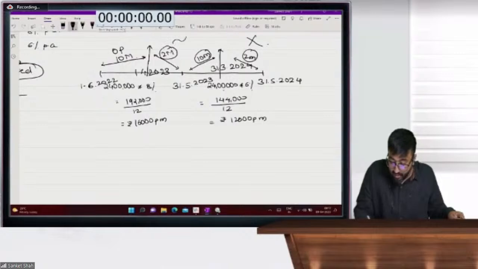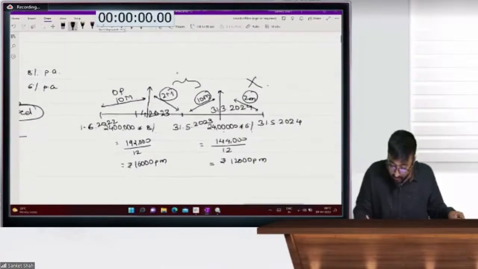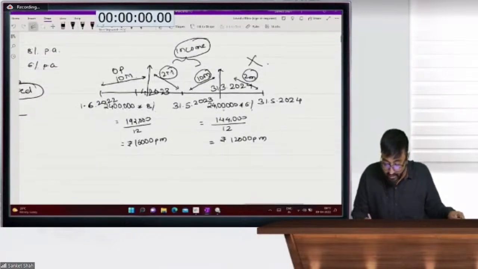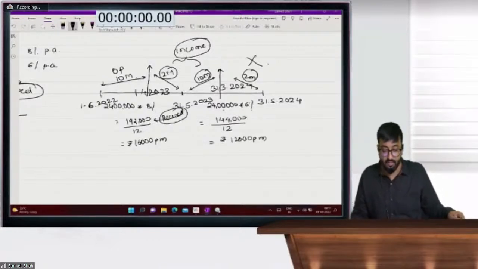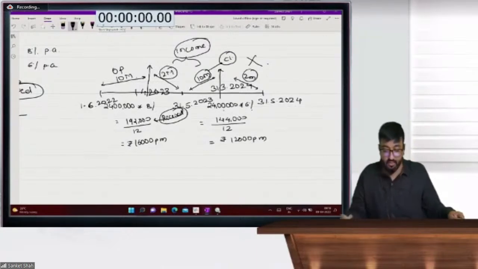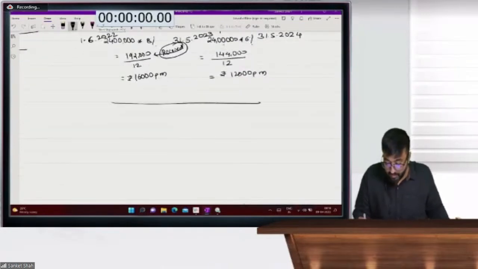This is our income: 2 months and 10 months. And we received 1,92,000 on 31st May, and 10 months is your closing receivable. If you get this diagram, it's very simple.